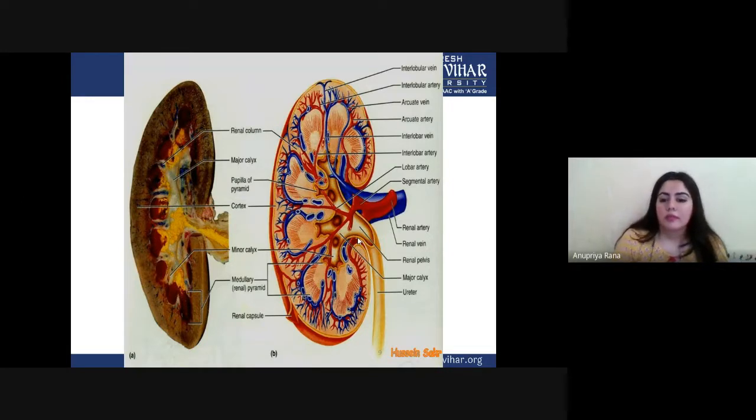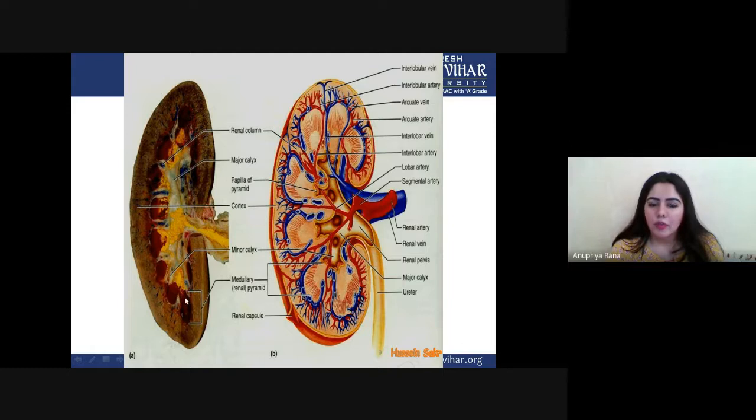Now, this is the whole diagram of one kidney. You can see these are the interlobular veins, the blue ones. This is the red one, the interlobular artery. This is the renal column in the center. This white matrix-type thing is the major calyx. This orange-brownish content is the cortex. This small covering of white is the minor calyx.